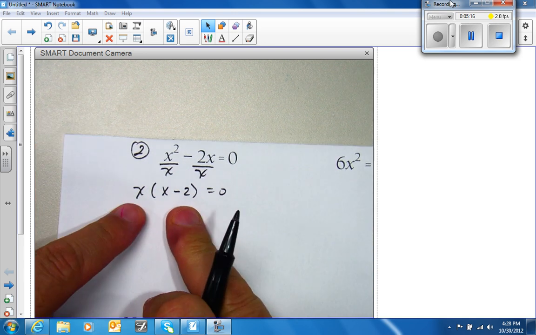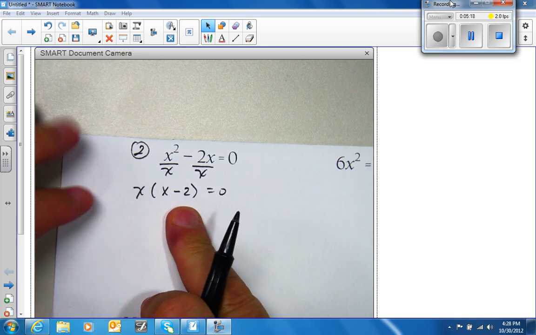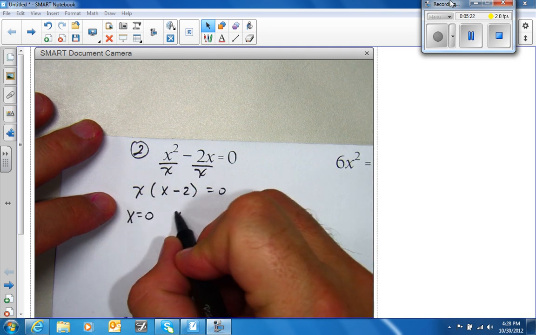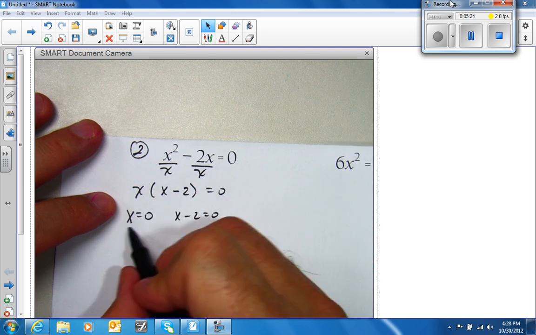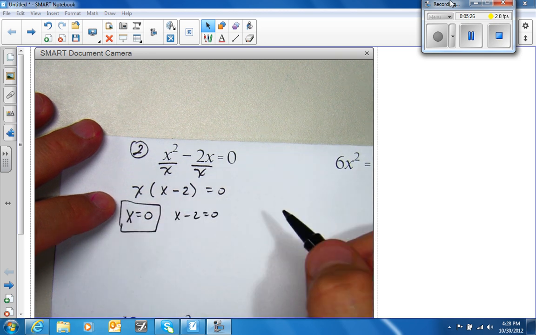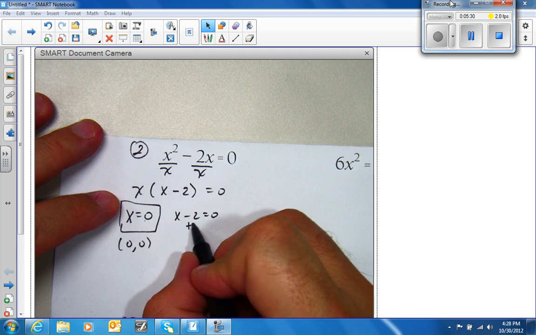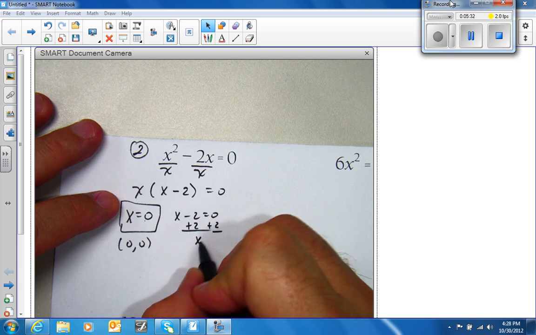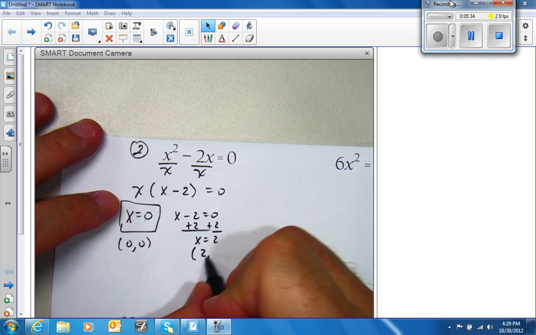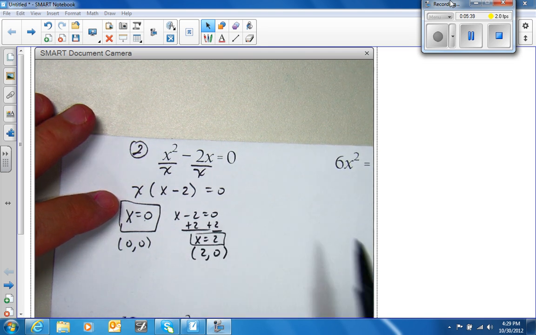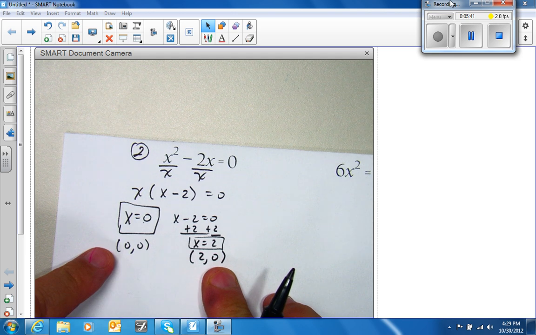And now you've already done. This is completely factored. So take both of your factors, put them equal to 0. That's one of your roots, so it goes through 0, 0. And when you add 2, x is equal to 2. So this one's also going to go through 2, 0. So these are your two roots. Okay? That was the easy one.